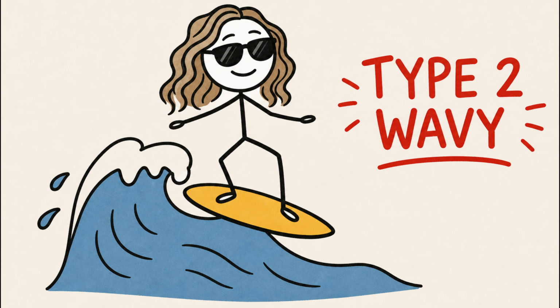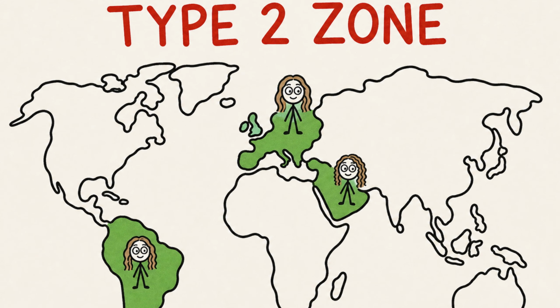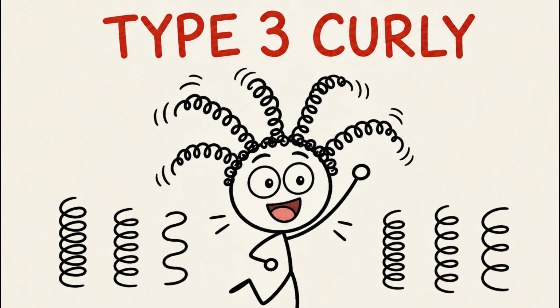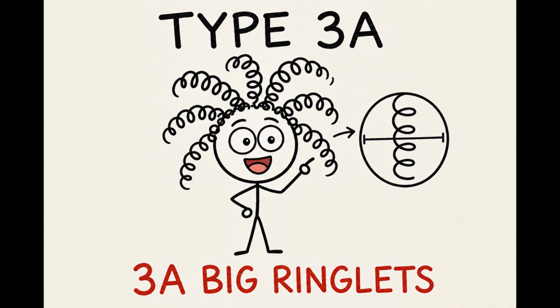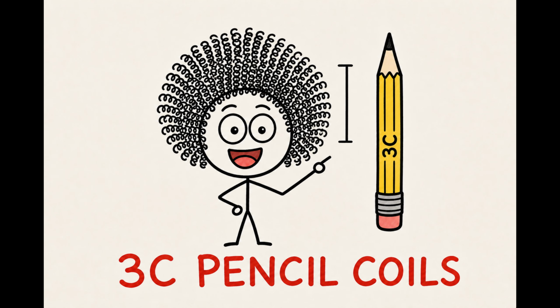Now Type 2, wavy hair, the surfer vibe. 2A is loose and barely there. 2B has more definition. 2C is almost curly. Common in European, Middle Eastern, and Latin American populations. Type 3, curly hair. Now we're getting bouncy. 3A curls are loose and big, like ringlets. 3B is tighter, about the width of a marker. And 3C? Those are tight corkscrews, like a pencil-width spiral.